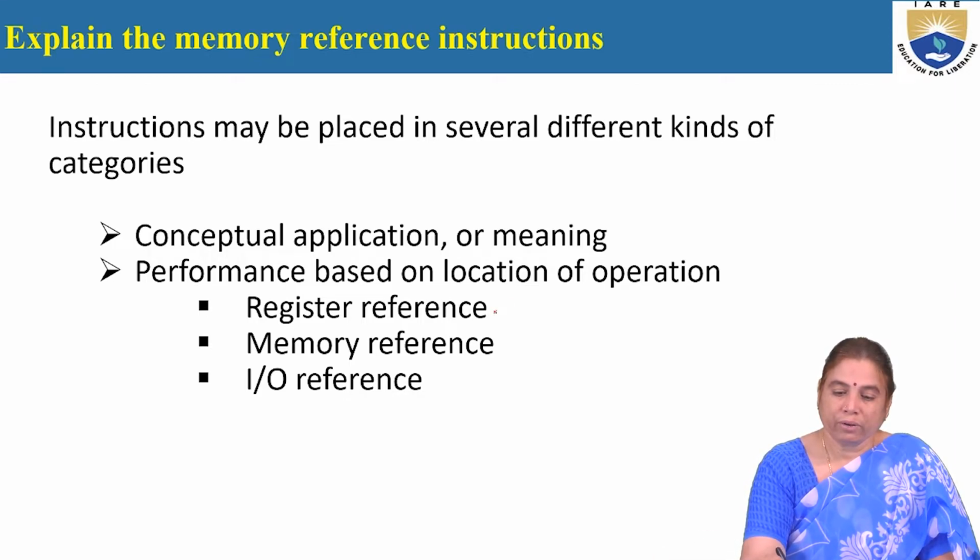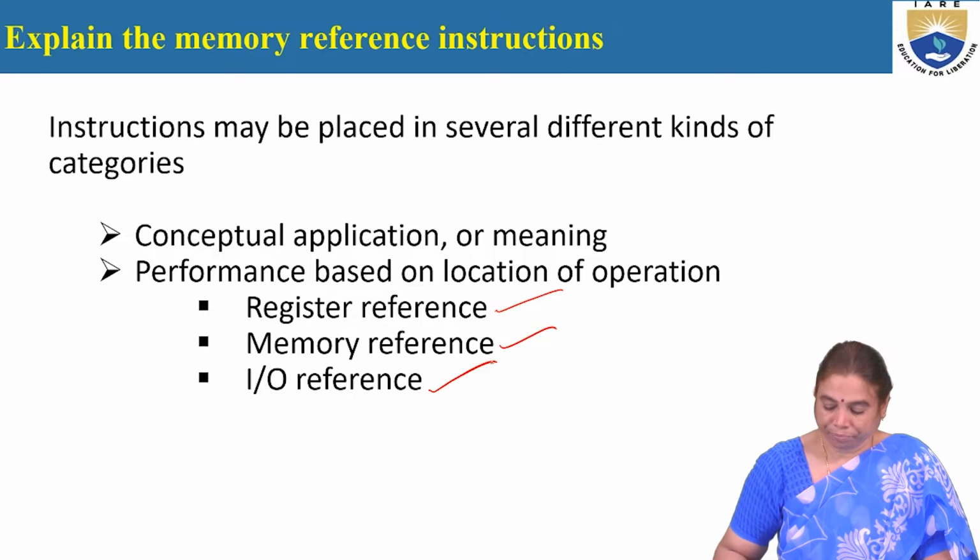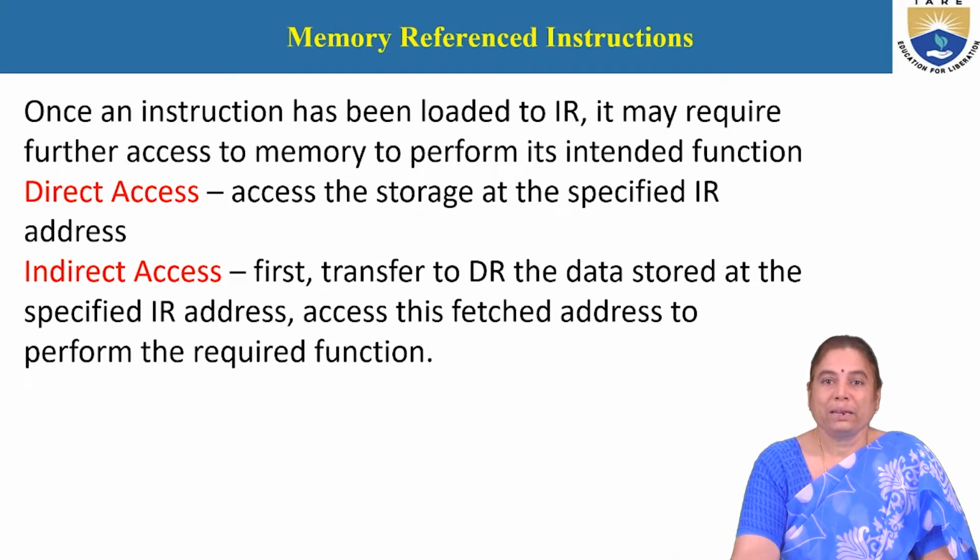One is register reference instruction. Second one is memory reference instruction. Third one is IO reference instruction. What are memory reference instructions? Once an instruction has been loaded into the instruction register, it may require further access to the memory to perform its intended function. So the further processing can require memory access.